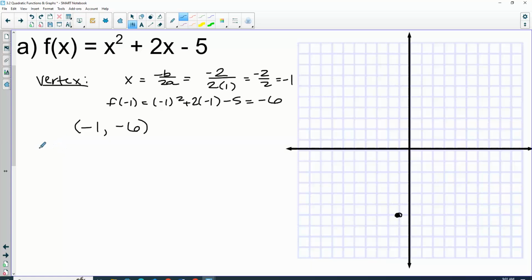Okay, the axis of symmetry. It's a line, so you have to give me the equation of a line. It's just x equals the x value of the vertex. And we draw that as a dashed line. So that's just the line of symmetry. That means on both sides of this line, the graph looks the same.